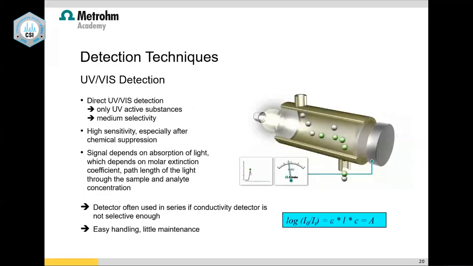Now this is the UV detector. You can compare this UV-visible detector with your regular laboratory spectrophotometer, where you have an ion or analyte, you add a color, then you keep it in the cuvette holder and record the absorbance, etc. Here, this is a flow cell concept.